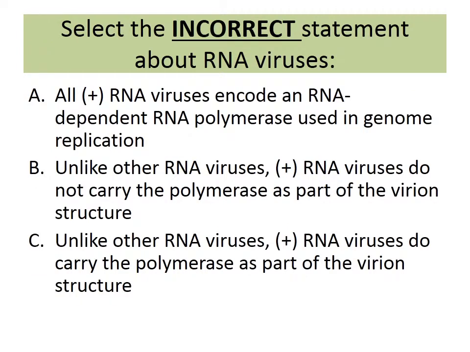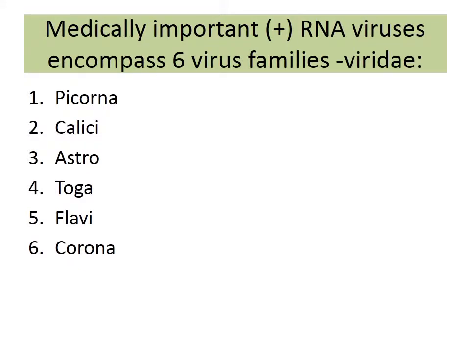And then when we talk of the positive sense RNA viruses, you have to keep in mind that they basically come up with a code for an RNA-dependent RNA polymerase. And these polymerases are those enzymes that this virus brings in so they can start utilizing your cell's ability to make macromolecular synthesis. So that's the incorrect answer. There are quite a few important positive sense RNA viruses, and these are some of the important ones: Picorna, Calici, Astro, Toga, Flavi, and coronavirus. You will see these words very commonly even in media as well.